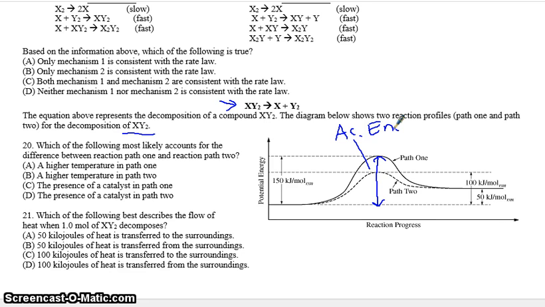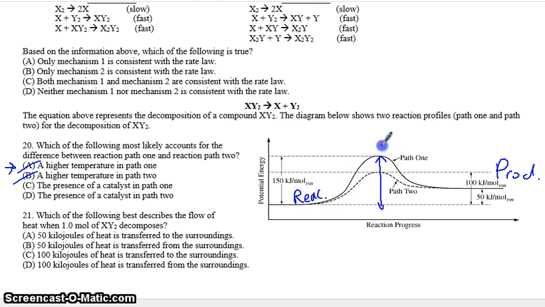And we're asked which of the following most likely accounts for the difference between reaction path 1 and reaction path 2. So taking a look at these, A says a higher temperature in path 1. Now, temperature here is not represented. The activation energy is simply how much energy the particles must attain in order to go from reactants. Remember, this is reactants, and this side is products. This just shows how much energy is required, but the temperature here is not represented. So the temperature is not higher in either one of these.